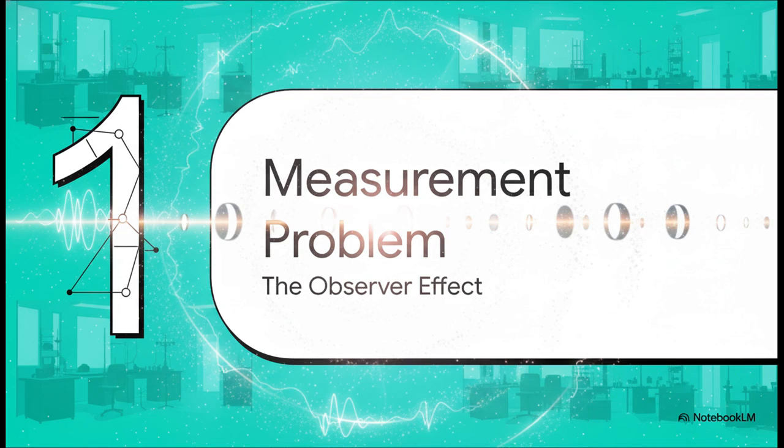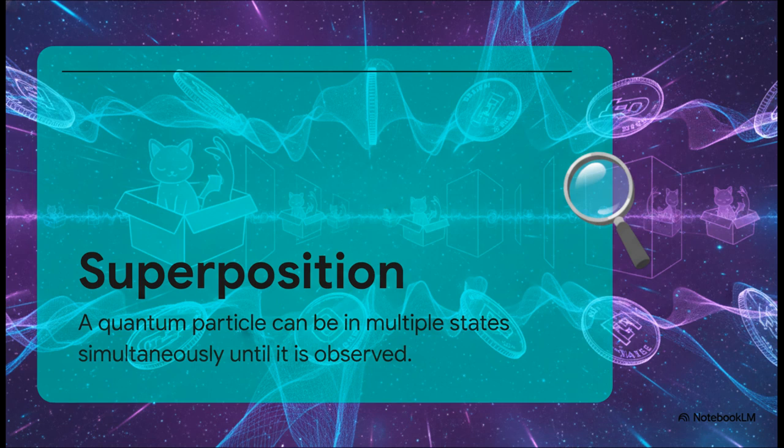Okay, let's dive into this with part 1, the quantum measurement problem. To understand why we even need to talk about parallel universes, we really have to ask why looking at something fundamentally changes its reality at the microscopic level. Before it's observed, a quantum particle exists in what physicists call a superposition. Imagine a spinning coin that's somehow both heads and tails at the exact same time.